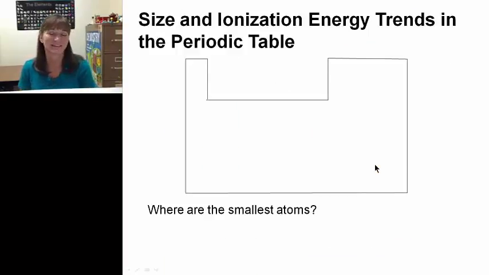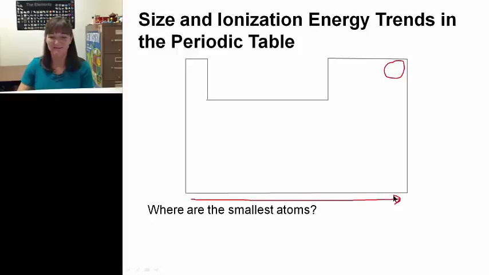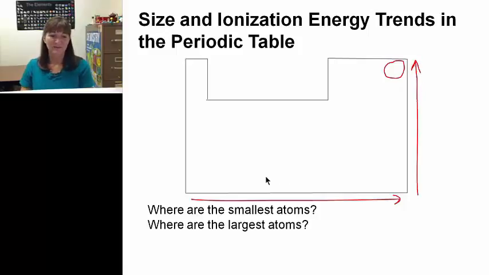So here's kind of a learning check for you. Where are the smallest atoms located? On a blank periodic table, if I asked you to just point to the region where you would find the smallest atoms, I hope you would say up here. Because the atoms get smaller as you go from left to right, and they get smaller as you go from bottom to top. Where are the largest atoms? Well, if the smallest ones are up here, the biggest ones are going to be lower left corner.